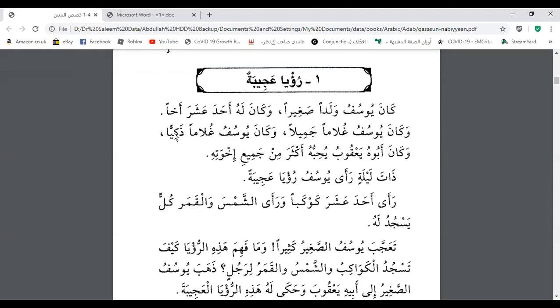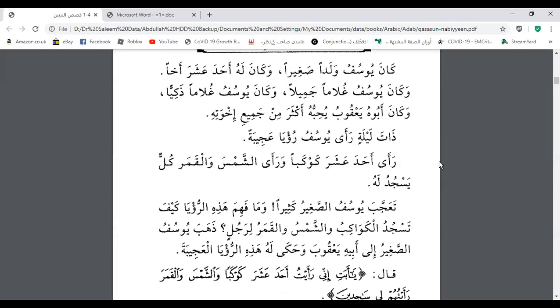Yusuf alayhi salam was intelligent, a very intelligent boy. And his father Yaqub loved him more than all his brothers, all of his brothers. He loved his father Yaqub, loved him the most.